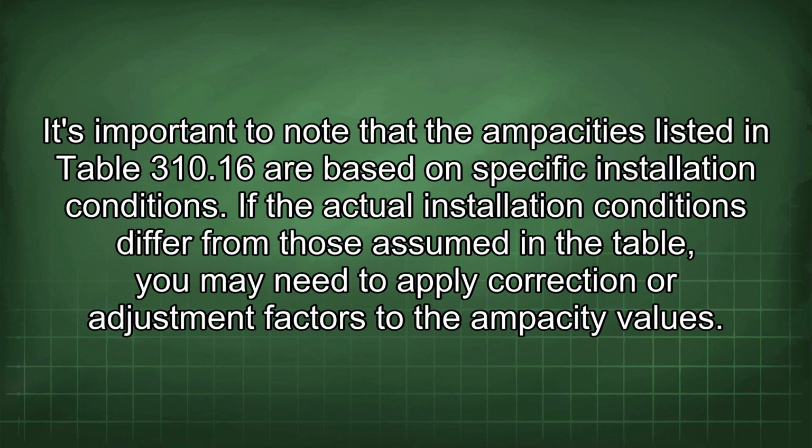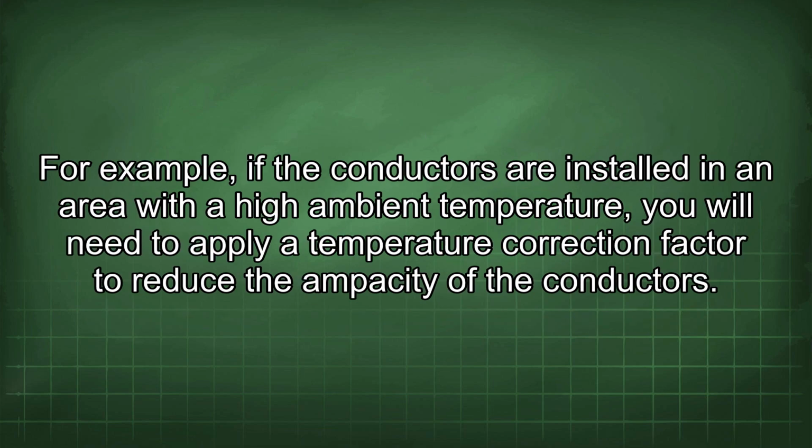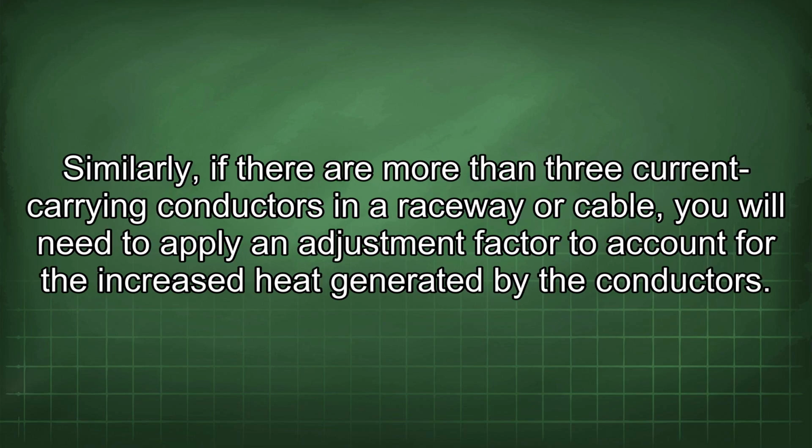It's important to note that the ampacities listed in Table 310.16 are based on specific installation conditions. If the actual installation conditions differ from those assumed in the table, you may need to apply correction or adjustment factors to the ampacity values. For example, if the conductors are installed in an area with a high ambient temperature, you will need to apply a temperature correction factor to reduce the ampacity of the conductors. Similarly, if there are more than 3 current carrying conductors in a raceway or cable, you will need to apply an adjustment factor to account for the increased heat generated by the conductors.